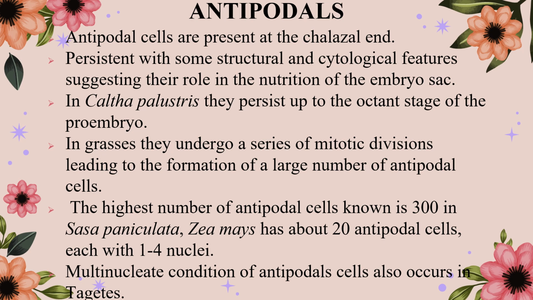Towards the chalazal end of the embryo sac, three antipodal cells are present. They are persistent, with cytological features suggesting their role in nutrition of the embryo sac. In Caltha palustris, they persist up to the octant stage of the proembryo. In grasses, they undergo a series of mitotic divisions leading to the formation of a large number of antipodal cells. The highest number of antipodal cells known is 300 in Sasa paniculata. Zea mays has about 20 antipodal cells, each with 1 to 4 nuclei. Multinucleate condition of antipodal cells also occurs in Tagetes.